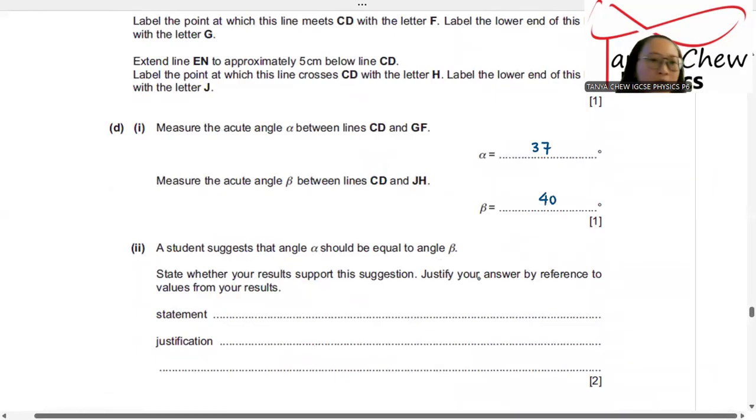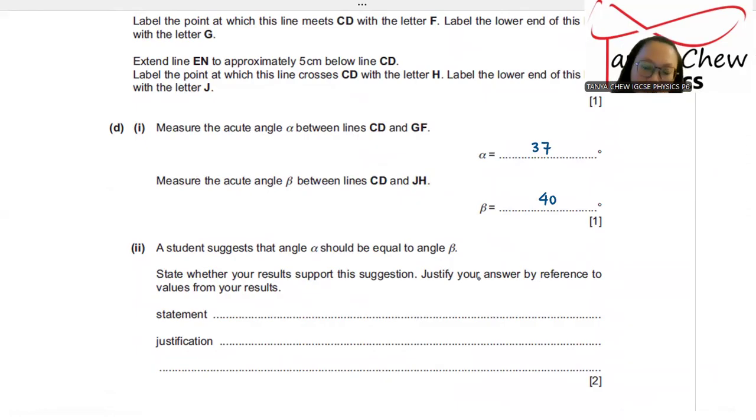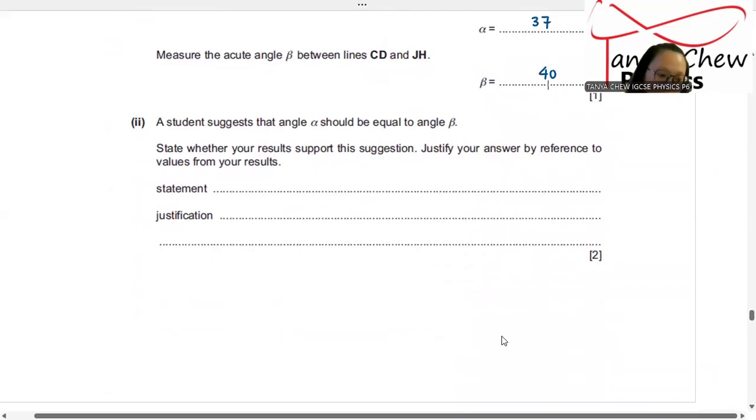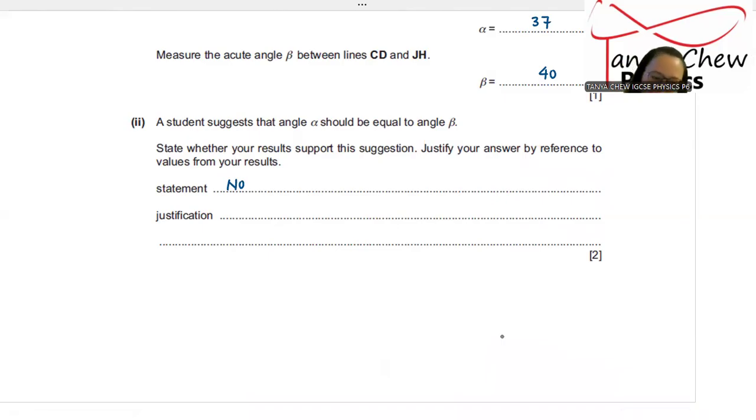Now, the second part, a student suggests that angle alpha should be equal to angle beta. State whether your result supports this suggestion. Justify your answer by reference to the values from your result. I say no. Why? Because the difference between alpha and beta is 3 degrees, which I think is exceeding. So if you want to say yes, it is totally up to you, right?